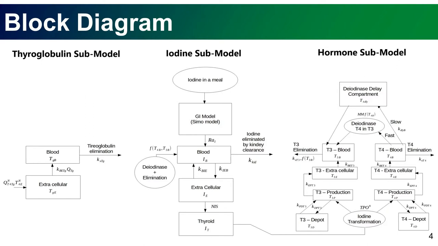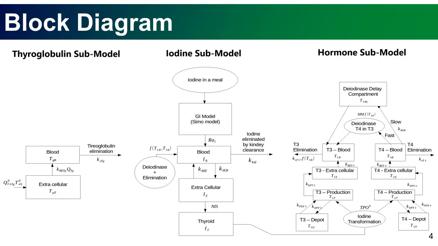Once in the blood, the iodine is absorbed by the thyroid by means of the NIS function, sodium iodide symporter. The iodine in the thyroid is transformed into T3 and T4 by means of the TPO function, thyroperoxidase. Part of the T3 and T4 produced in this way are stored in the colloid compartment, and another part is released in the blood compartment, passing through the extracellular block first.